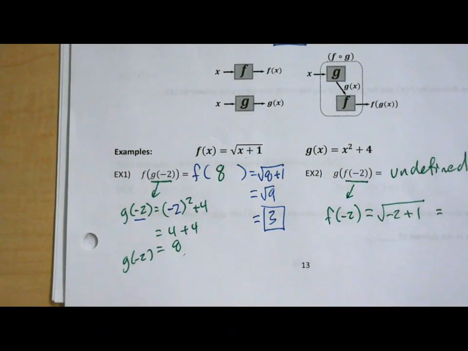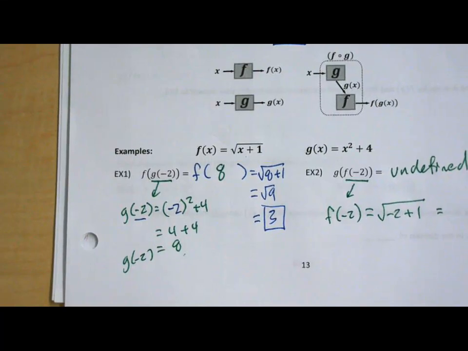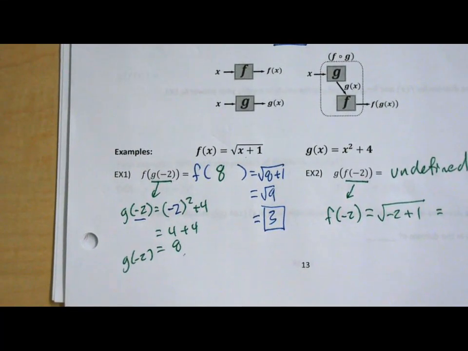I can't do it because I can't even put the -2 into the first function and get an output, let alone then take that and put it into the second function.